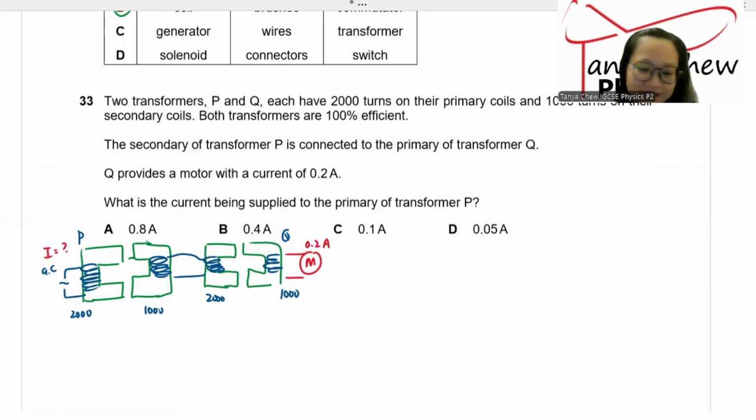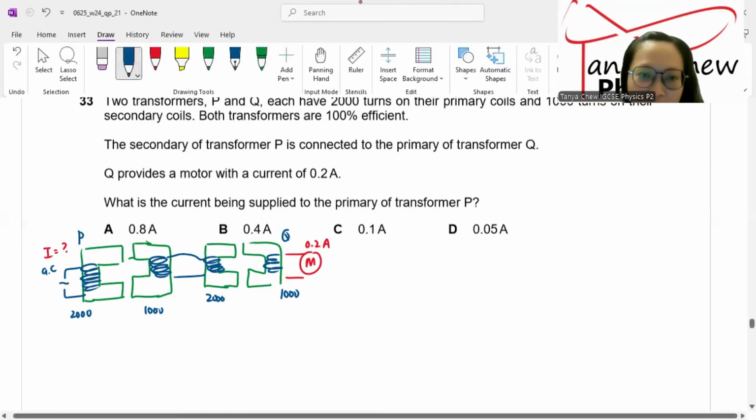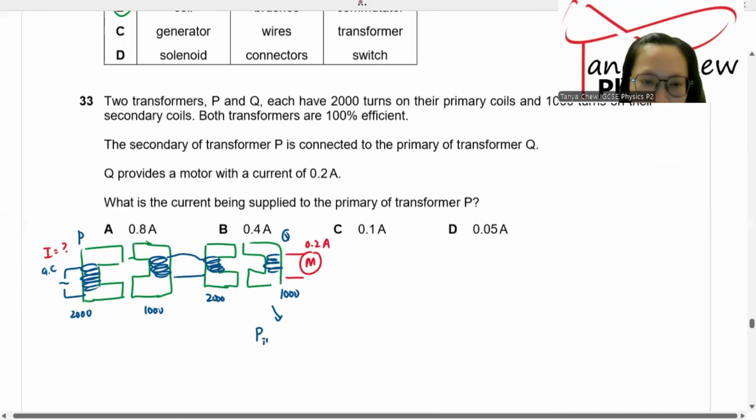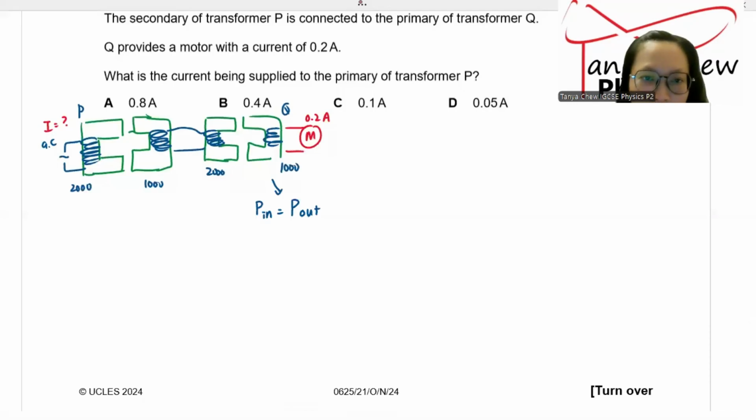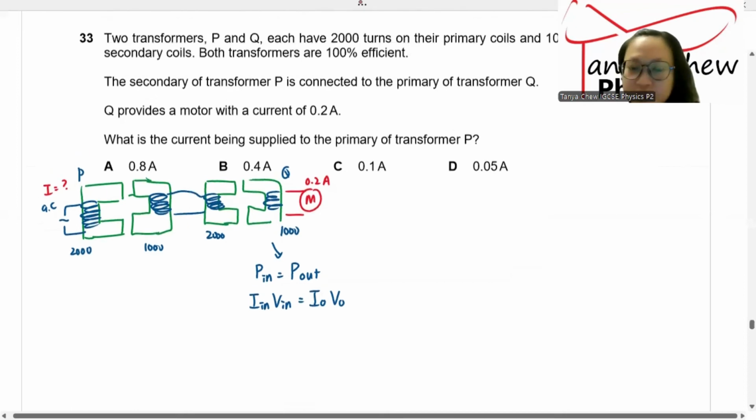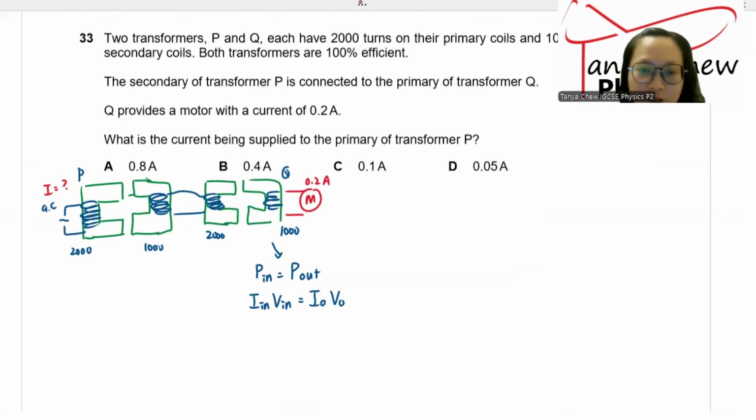I want this current. Since the transformer is 100% efficient, you can write down, I calculate for Q first. Input is equal to output. I input, V input of Q is equal to I output, V output, or I secondary. The number of turns is given. So I need to find the output for Q, right? The output current is 0.2, but I don't know the secondary current. I don't know the primary current, and I cannot find the input current to Q.